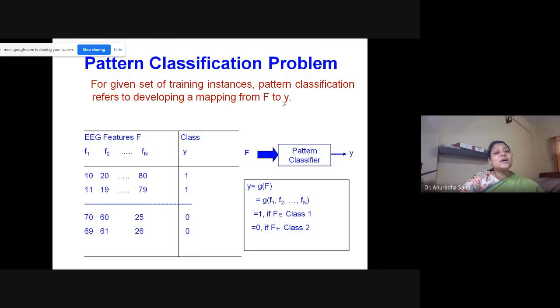So this is a kind of problem which is called the pattern classification problem, which is nothing but to address a particular mapping function, or a kind of mapping pattern, from the input to the output for a given set of training instances. What is that? That means if I give input features, let's say of the first smell stimulus, let's say it is naphthalene.